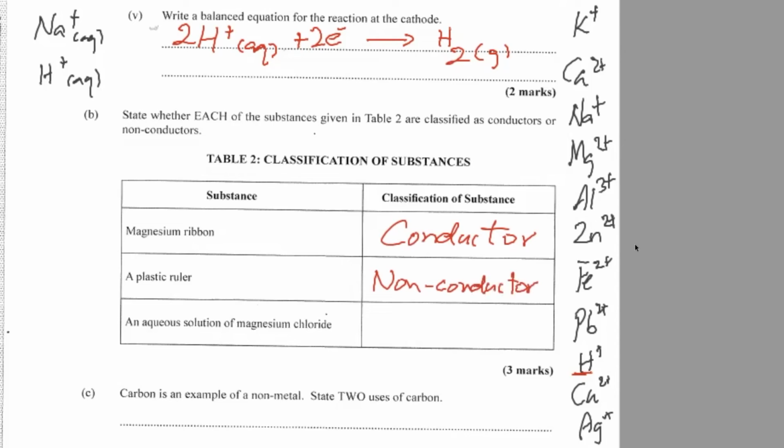An aqueous solution of magnesium chloride. Magnesium chloride is an ionic compound. So in aqueous medium, the ions would be set free and can carry a current should a voltage be applied. So this would be a conductor.